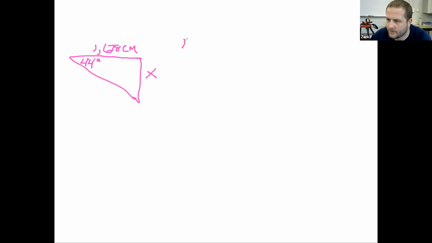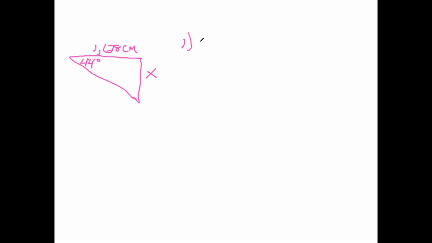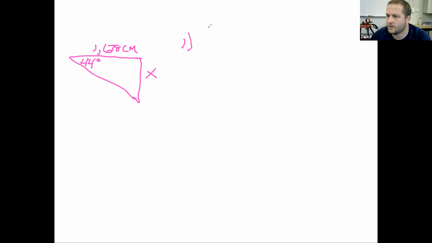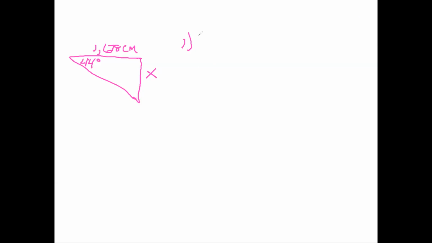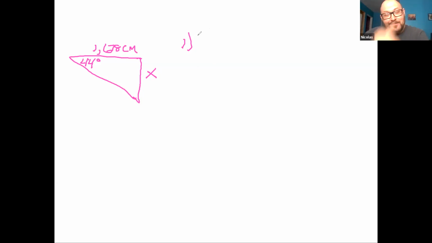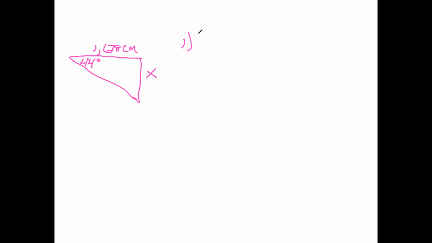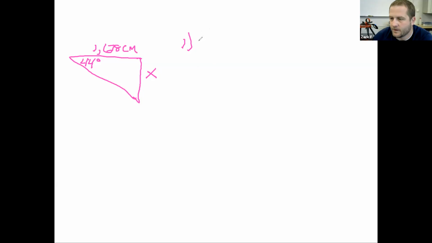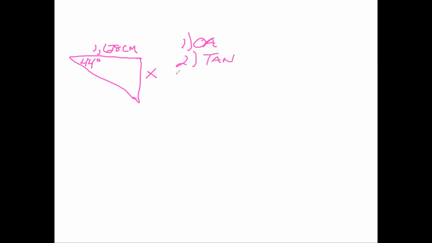Okay, step 1. I put a decimal point instead of a comma, so that's probably exactly why I got that. Okay, that fixed it. What is step 1? You get the opposite and adjacent. We're given, relative to the angle, an opposite and an adjacent. So tan. Step 2, we know we're using tangent.